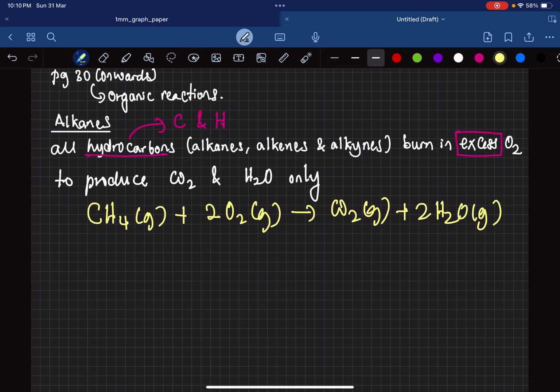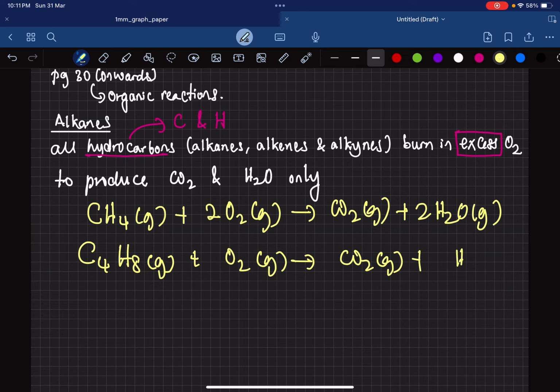All right. Let's say we take C4H8. Now C4H8 is an alkene, and it could be butene. So plus oxygen gas, it's going to give you carbon dioxide gas, and it's going to give you water. Now water, I should put liquid, shouldn't I? I should put liquid because water is usually at room temperature in the form of liquid, not gas. All right, liquid. Okay, so let's balance this equation.